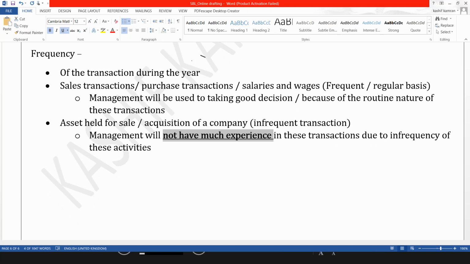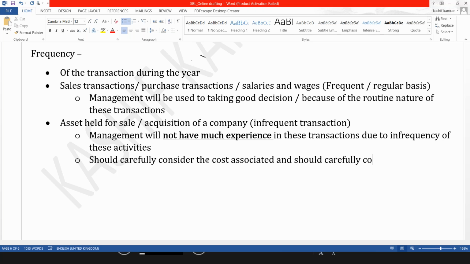And that means they should carefully consider the cost associated and should carefully consider reducing cost associated with these decisions. Is that true? Are you getting the point of frequency?